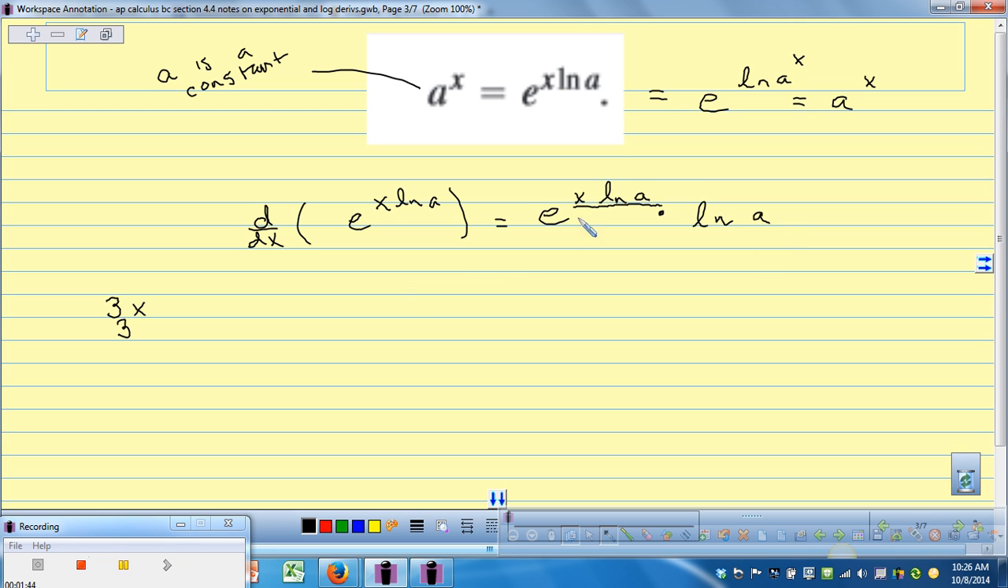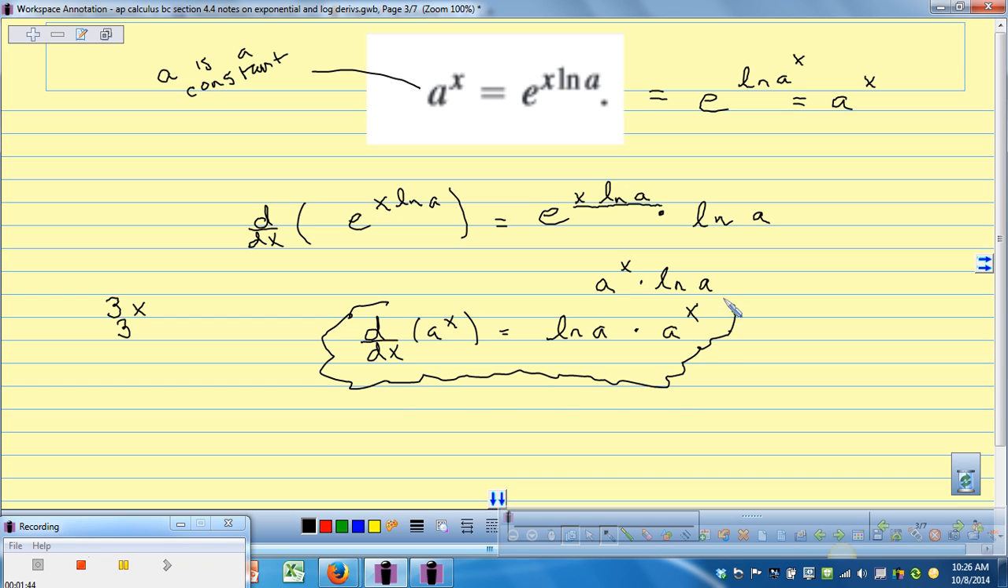And e to the x natural log of a is a to the x. So, the derivative of a to the x is the natural log of a times a to the x. So, very similar, but off by a stretch factor. There's your second derivative of the day.